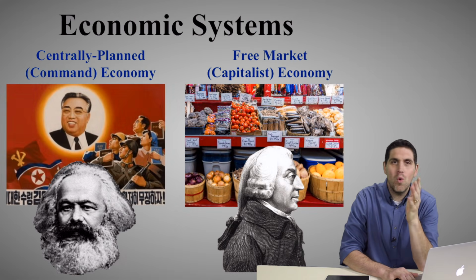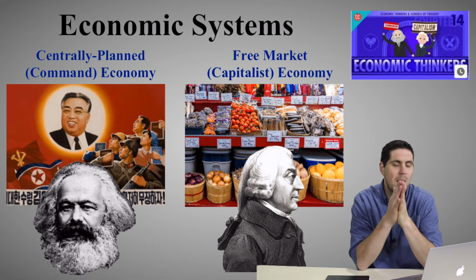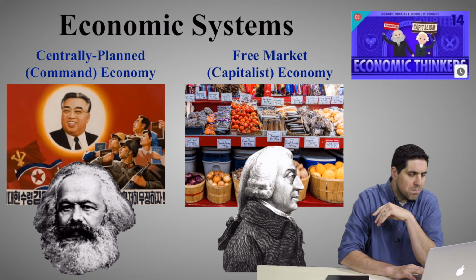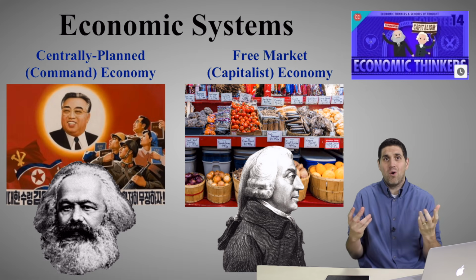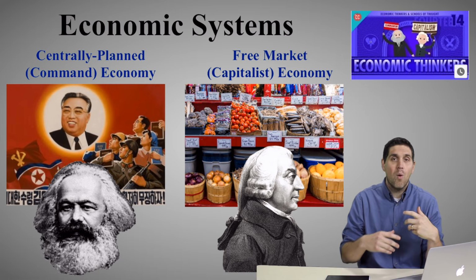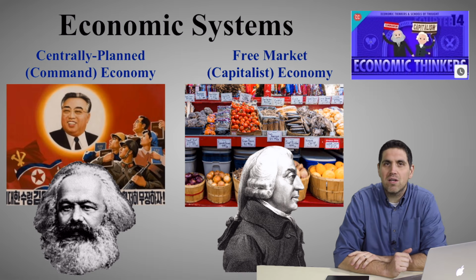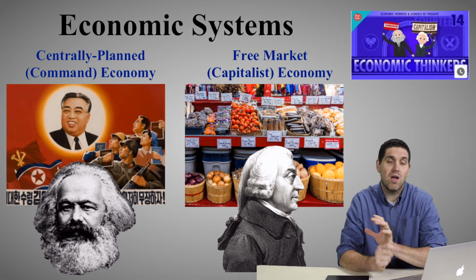Now, there are really just two main types we're going to talk about. We go into a lot more detail in other videos, but the idea is centrally planned and free market economies. The centrally planned economy is one where the government owns all the resources. It owns basically the workers and tells them where they can work and what jobs they should have. The basic ideas came from Karl Marx, and there are a bunch of other people who've pushed the idea of centrally planned economies.